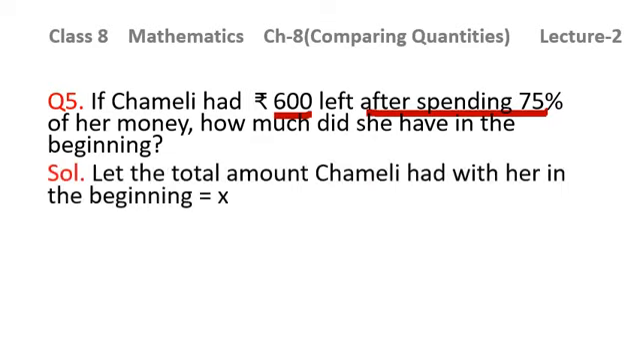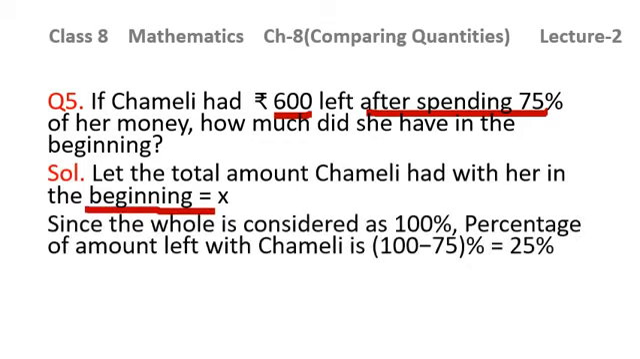Let us see. Let the total amount Chameli had with her in the beginning be rupees x. We have taken it as x. Then since the whole is considered as 100%, and that girl has spent 75%, how much money will be left with her? It will be 100 minus 75%, that will be 25%. And we know that rupees 600 was left with her. This is the percentage of the left money we have calculated.